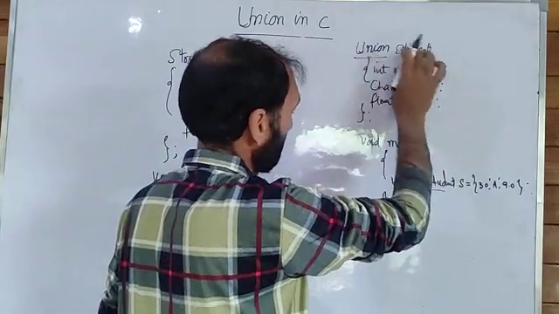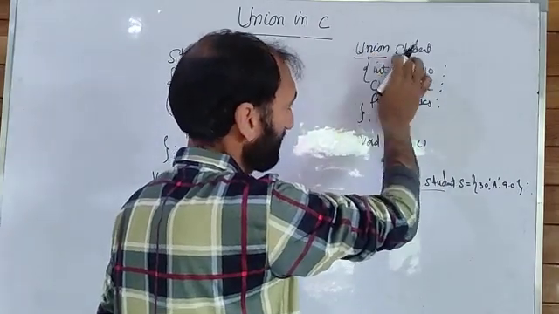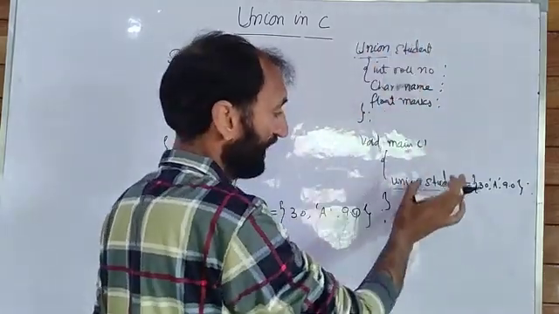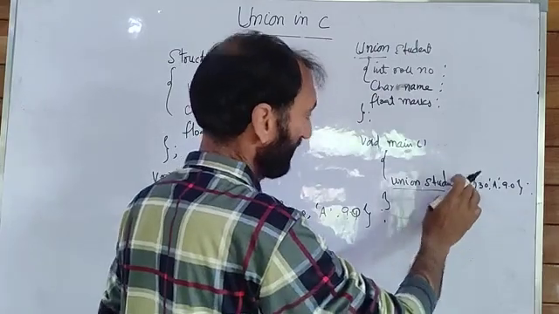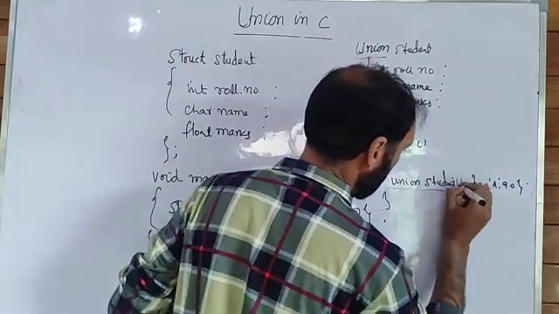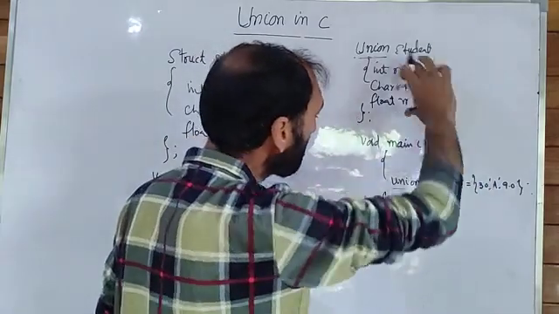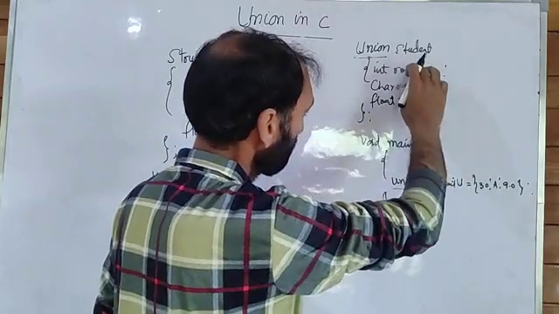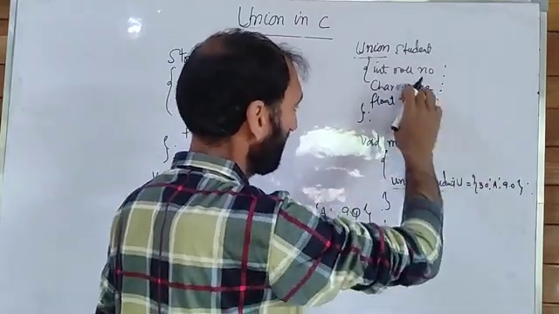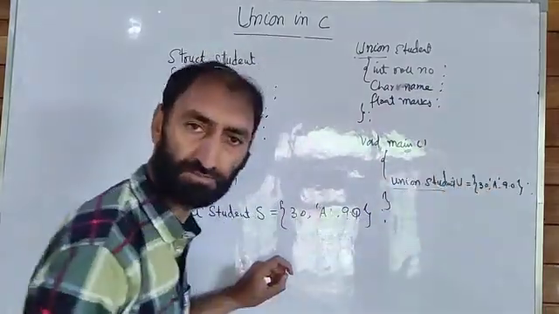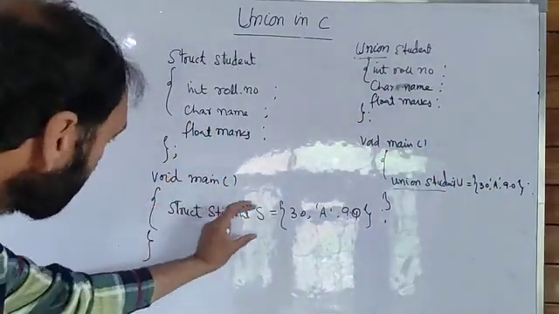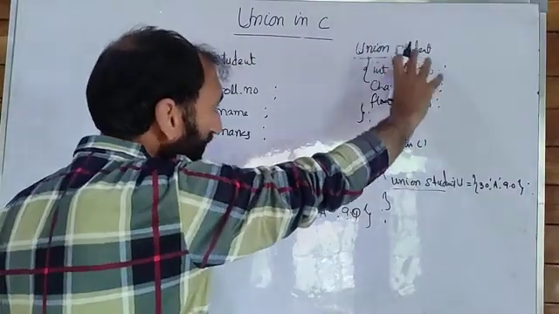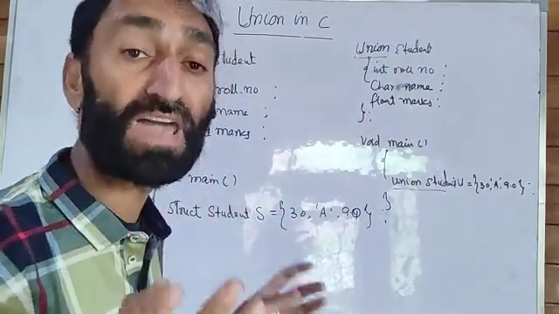Union student, not only student but union student, is the name of this union. And instead of s, I will declare u. u is the variable of this union. I have initialized roll number with 30, name with A, and marks with 90. We can say that the declaration of variables in a structure is the same as that of the union. Syntax is the same, but what is the difference now?